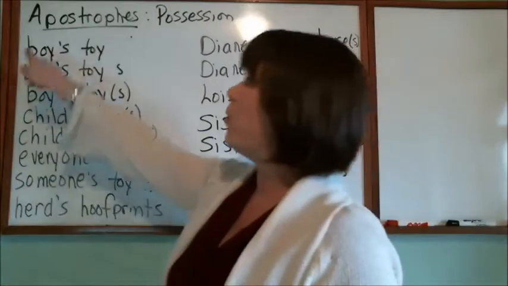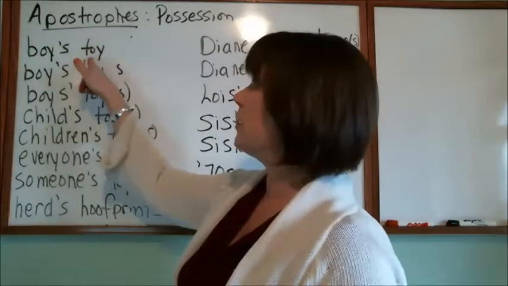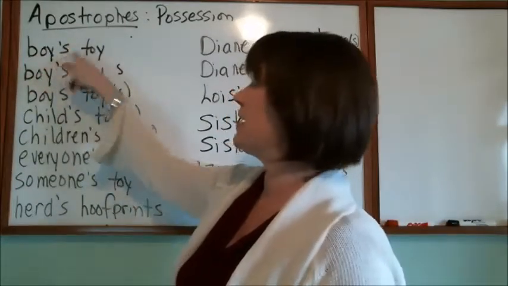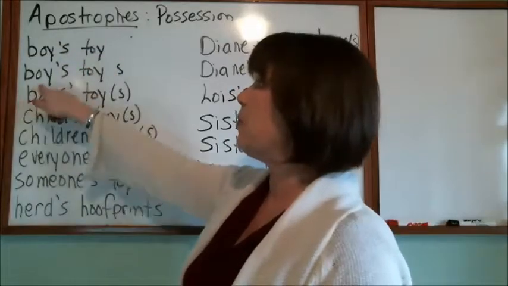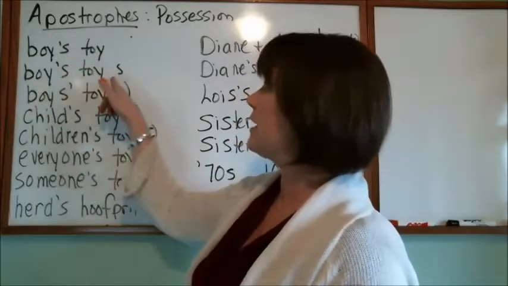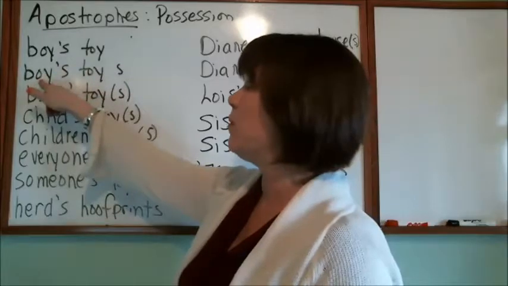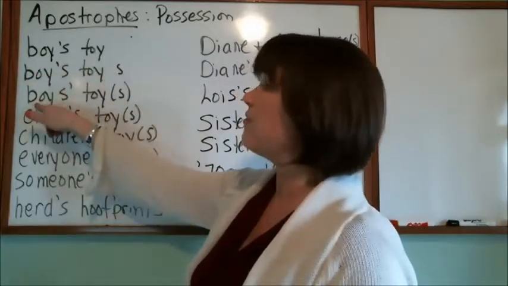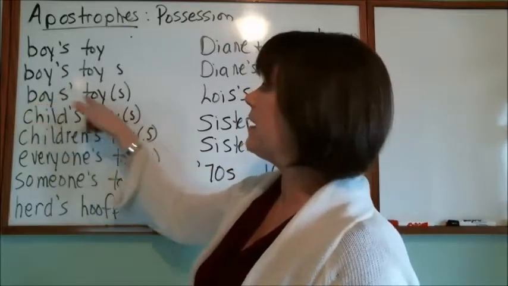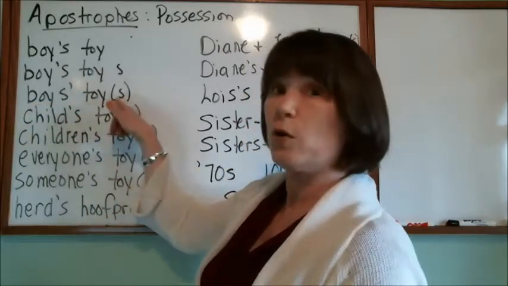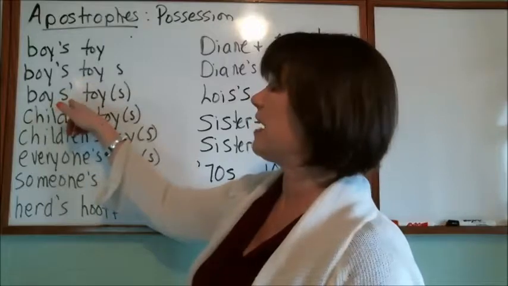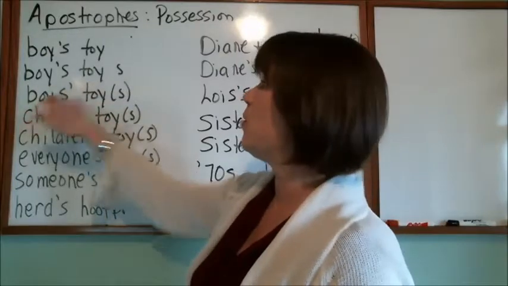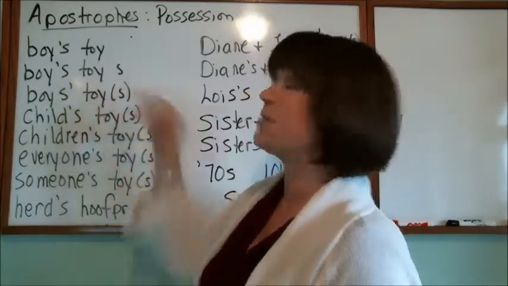When we have one boy and he has one toy, we say boy apostrophe s toy. If the boy has more than one toy, we add an S at the end. That means that one boy owns more than one toy. If we have more than one boy and they are owning a toy or toys, we put the apostrophe after it. That means two or more boys own one or more toys, depending on whether or not you have an S at the end.